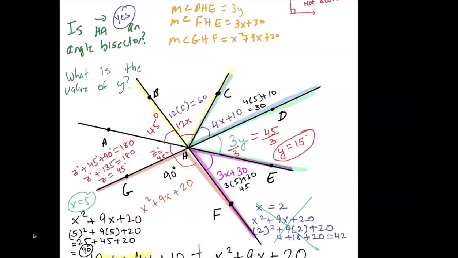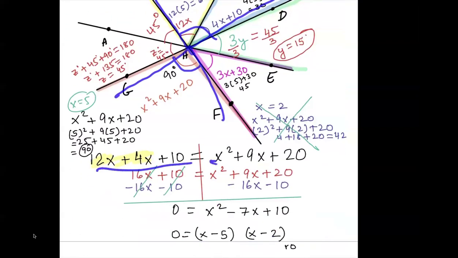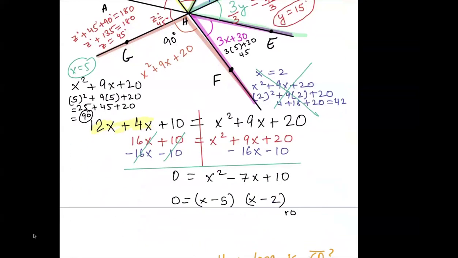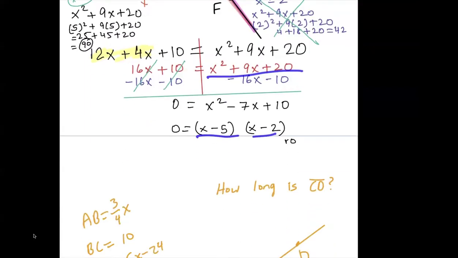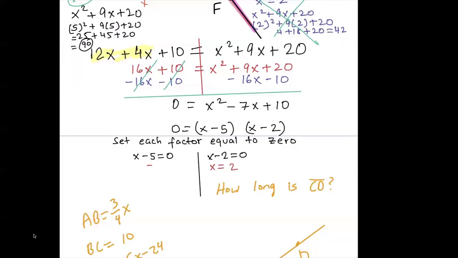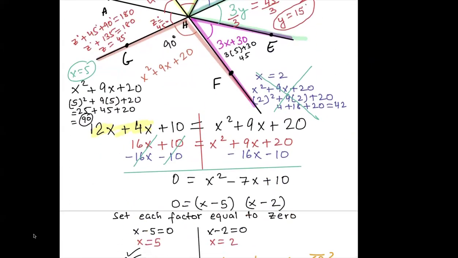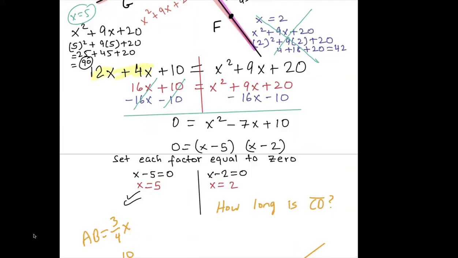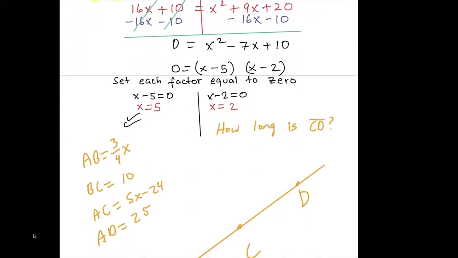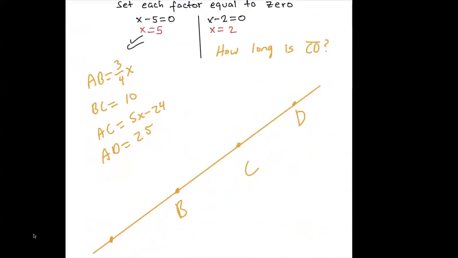So you set these two congruent to each other. That's how I started. I solved my trinomial, got my factors, set each factor equal to 0, solved for x, and then plugged in your x value. I will put the recording there so you can watch it later, okay? Thank you.